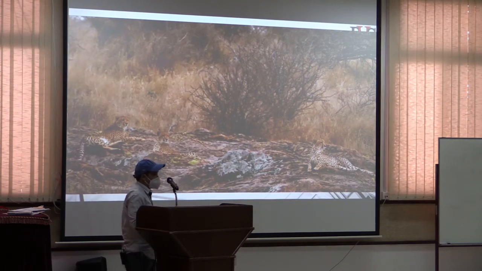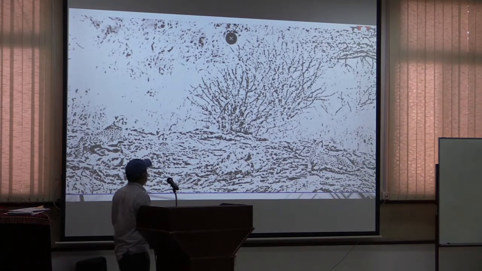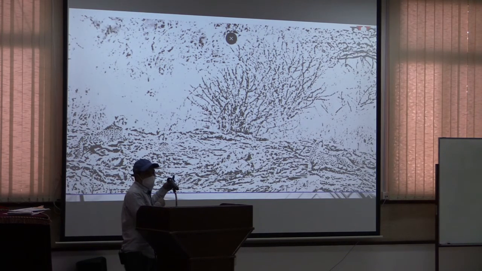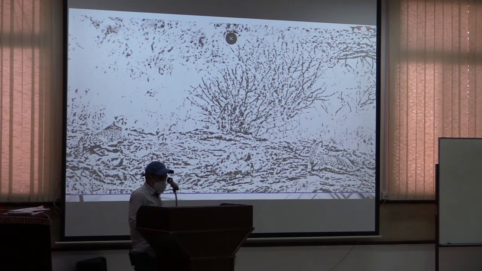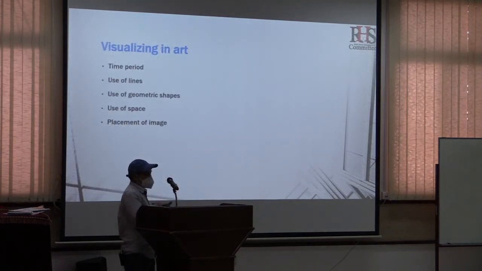But if I flash the previous image, you will notice immediately where those animals are and where the trees and the grasses are already, because I introduced to you the concept that there are these organisms, the three cheetahs, and the trees and the grasses that are found there. So, when we are trying to visualize, we are talking about the use of lines, use of geometric shapes or use of space, and of course, placement of the image.